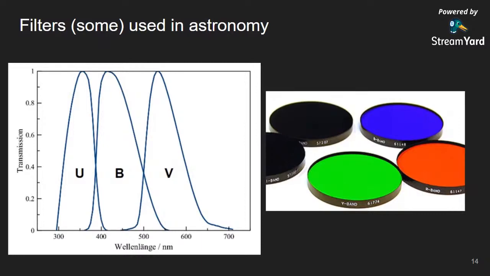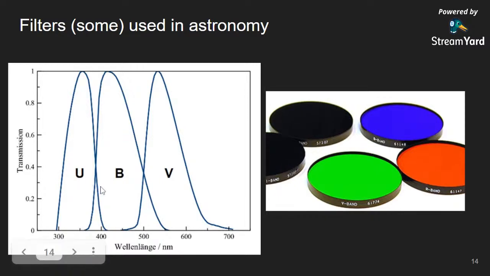And just real quick, here's what the filters look like. They would just screw onto your eyepieces or your camera lenses. And what's shown here on the graph is just the U, B, and V filters. And so we're primarily concerned right now with B and V. And what this graph is showing is the percent transmission versus wavelength in nanometers.